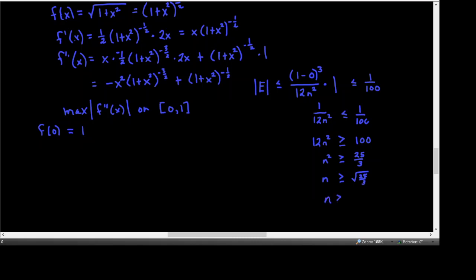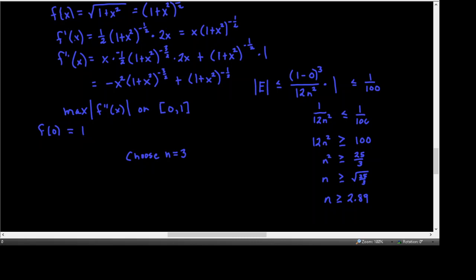And then in decimal form, that is about 2.89. So remembering that n is a number of subintervals, it has to be a whole number. And what's the smallest whole number that makes that true? It's 3. Choose n equals 3.